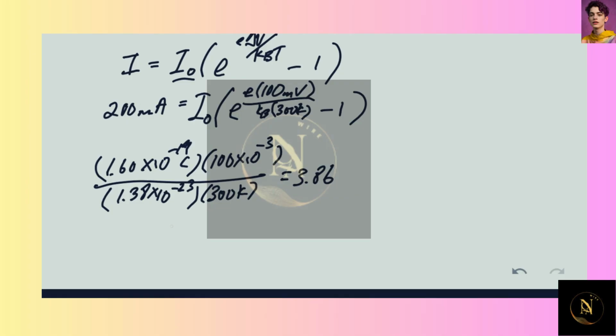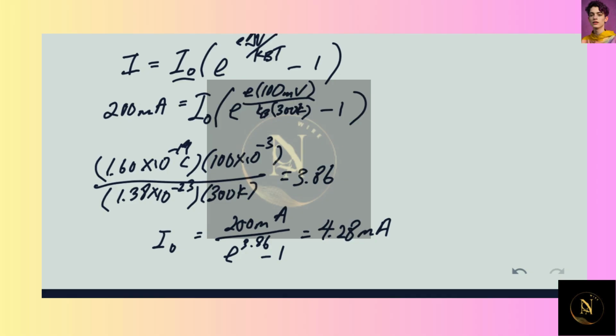Right, so we can actually evaluate what is I naught, taking 200 milliamps divided by e to the power of 3.86 minus 1. So this is about 4.28 milliamps. So this is our I naught.